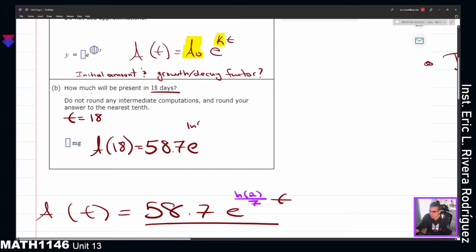e raised to natural log of 2 over 7 times 18. All right, so this is not too nice, right? So what I'm going to do is practice using your calculator to get this number. Remember that here you want to round to the nearest 100. Let's take a moment to practice how to enter this into your calculator.